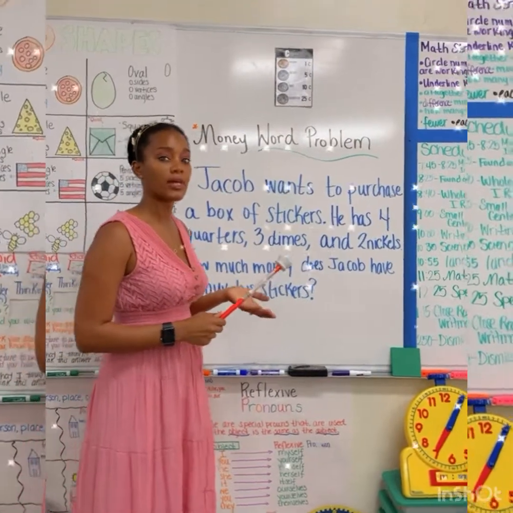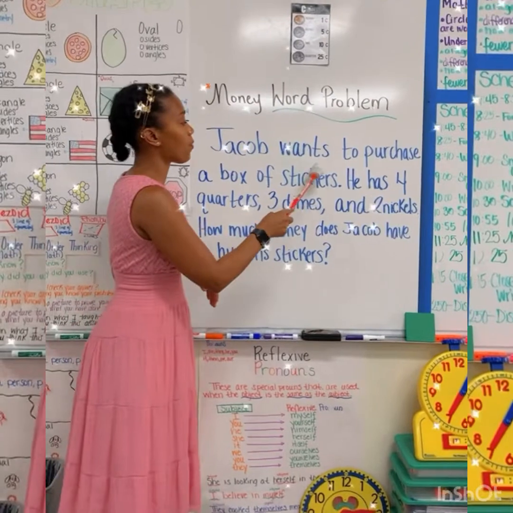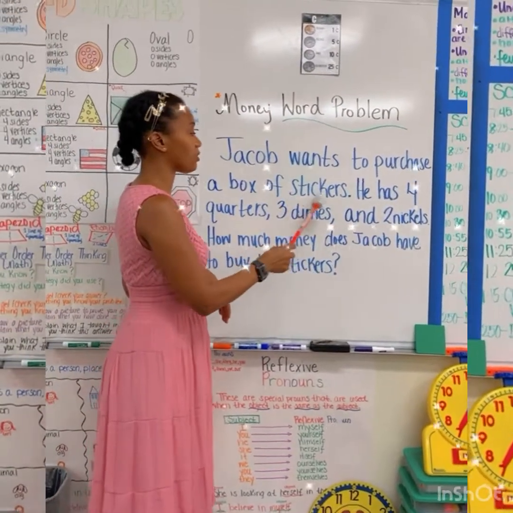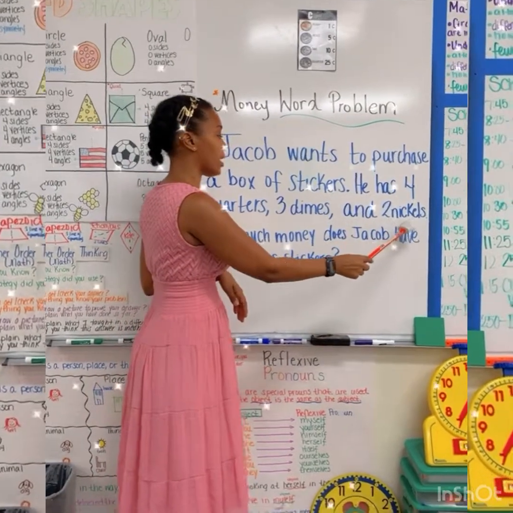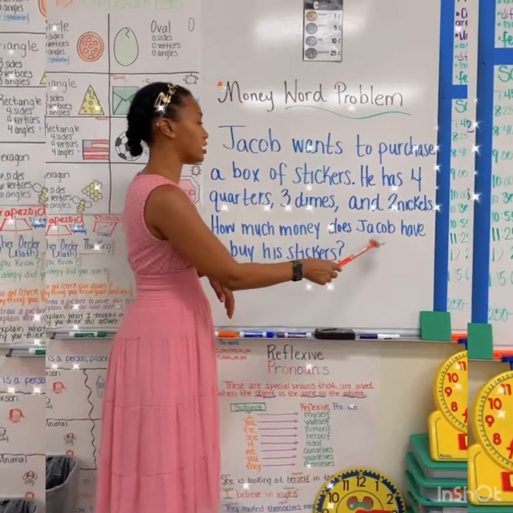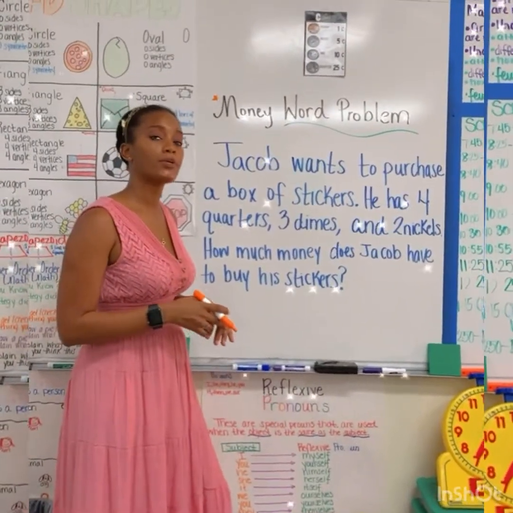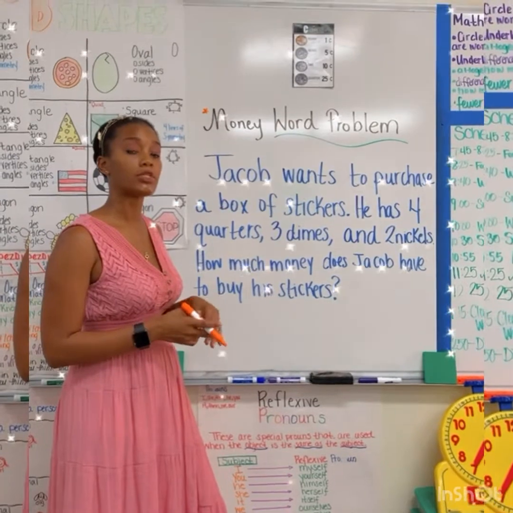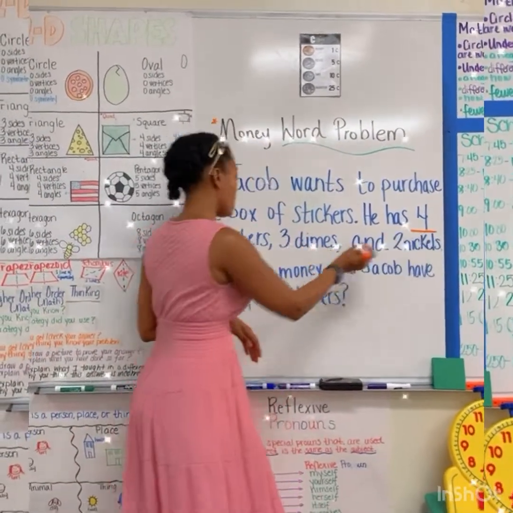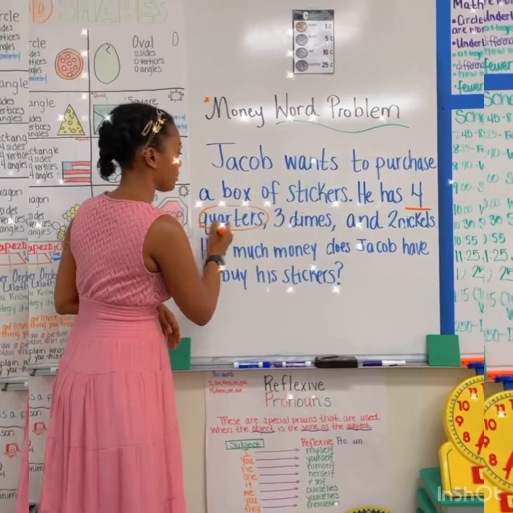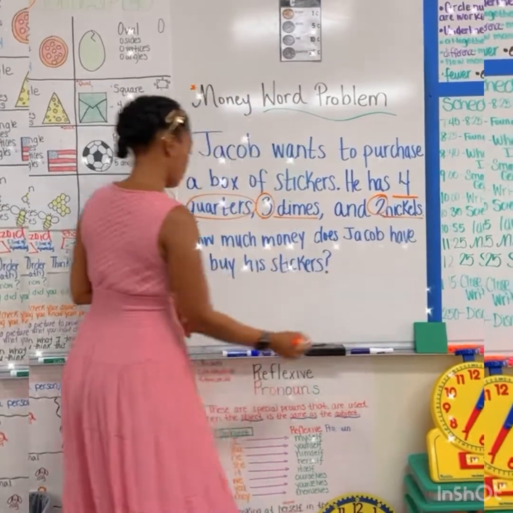Let's try another example of working with the money word problem. Here we go. Jacob wants to purchase a box of stickers. He has 4 quarters, 3 dimes, and 2 nickels. How much money does Jacob have to buy his stickers? Now, again, the first thing that we want to do when we're solving a word problem is to circle the numbers that we're working with. So we're working with 4 quarters, 3 dimes, 2 nickels.